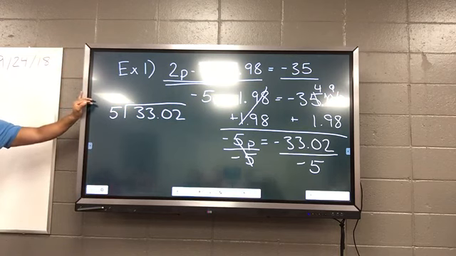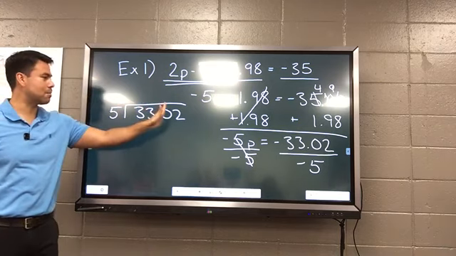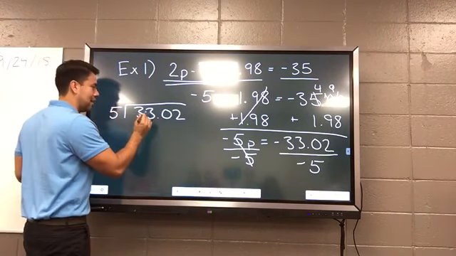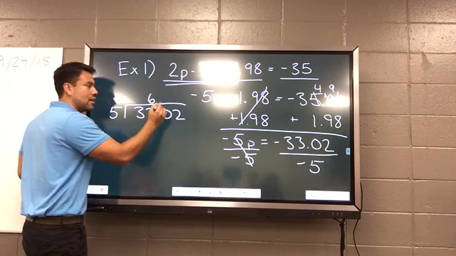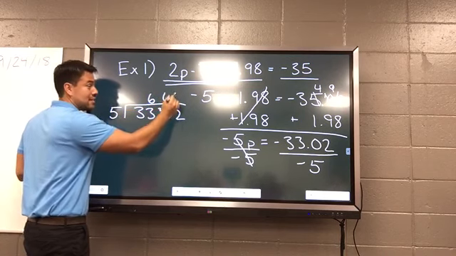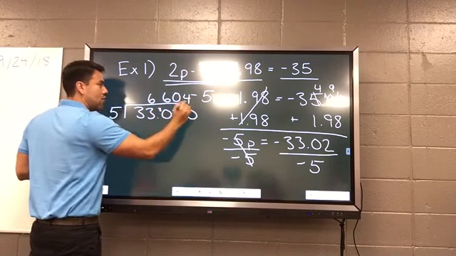What's a negative divided by a negative? So I already know that this is going to be positive. I don't even deal with the negative signs anymore. 5 goes into 33 6 times, the remainder of 3. 5 goes into 30 6 times with no remainder. 5 goes into 2 0 times, so I add another 0. 5 goes into 20 4 times.